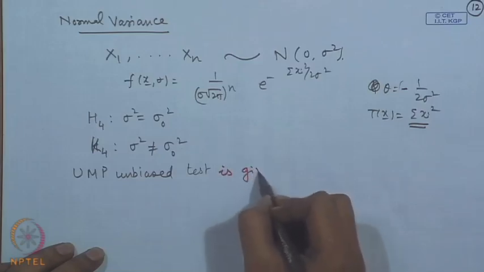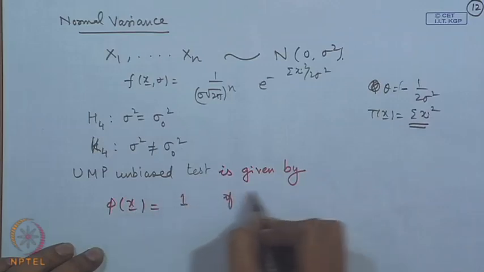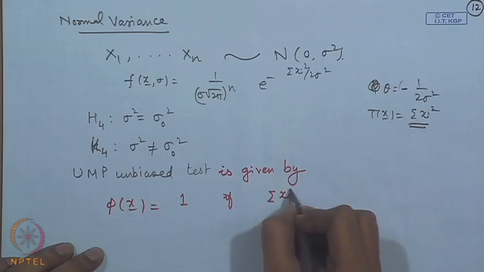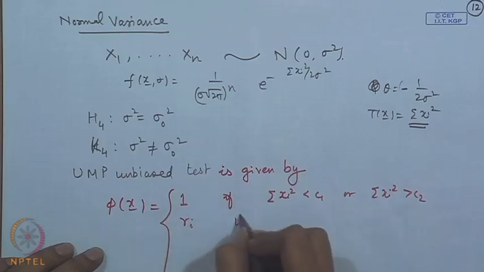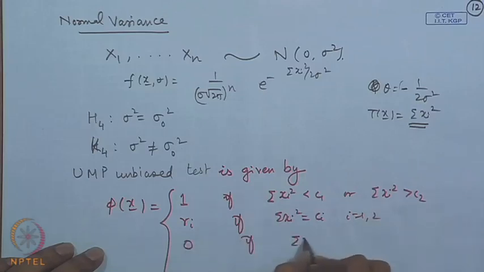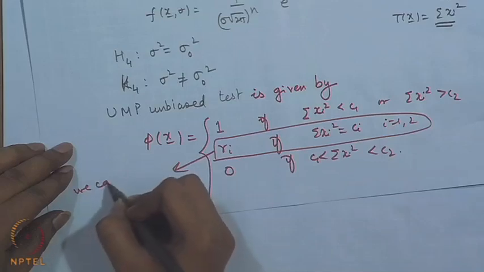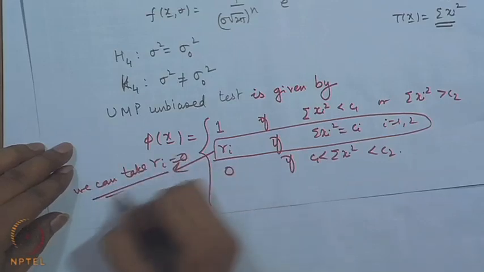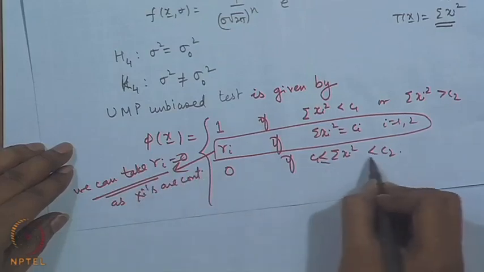is given by phi x is equal to 1 if sigma x I square is less than C 1 or sigma x I square is greater than C 2. It is equal to gamma I if sigma x I square is equal to C I, I is equal to 1, 2. It is equal to 0 if sigma x I square lies between C 1 and C 2. And now, this part we can take gamma I to be 0 as x i's are continuous.